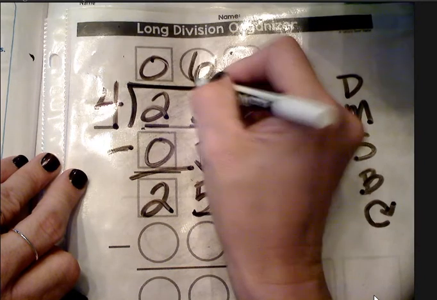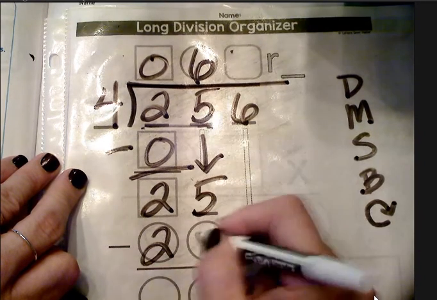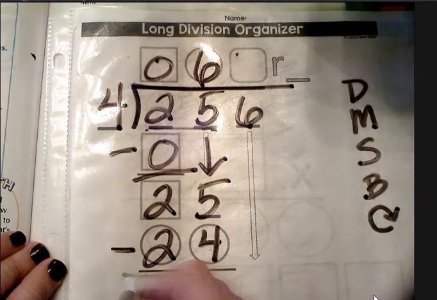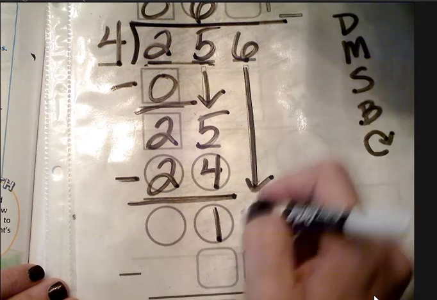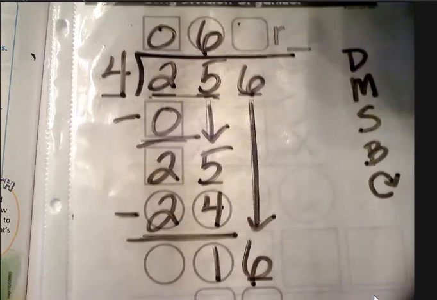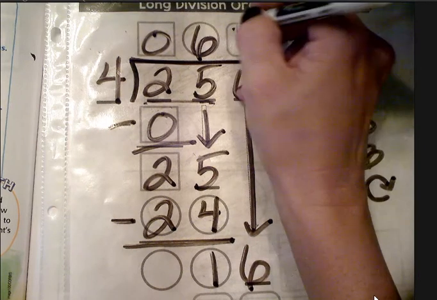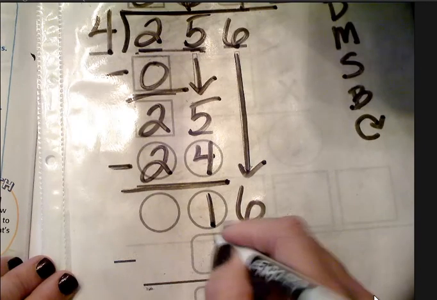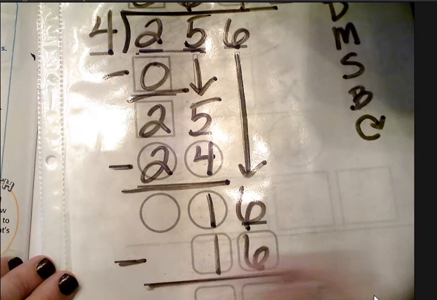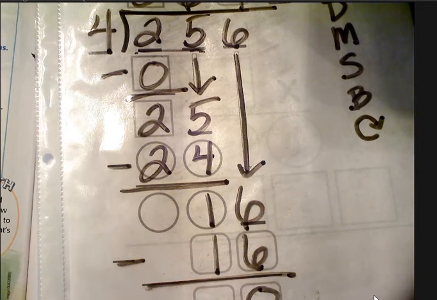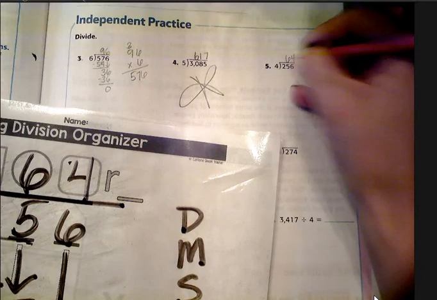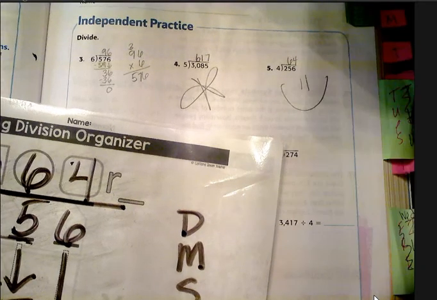6 times 4 is 24. I subtract. 5 minus 4 is 1. 2 minus 2 is nothing. Bring down a 6. How many times does 4 go into 16? Yep, you guys know that fact. 4 times 4 is 16. And there's nothing left, no remainder. So my answer for this one is just 64. And this one we're going to put a smiley face. 64 with a smiley face.